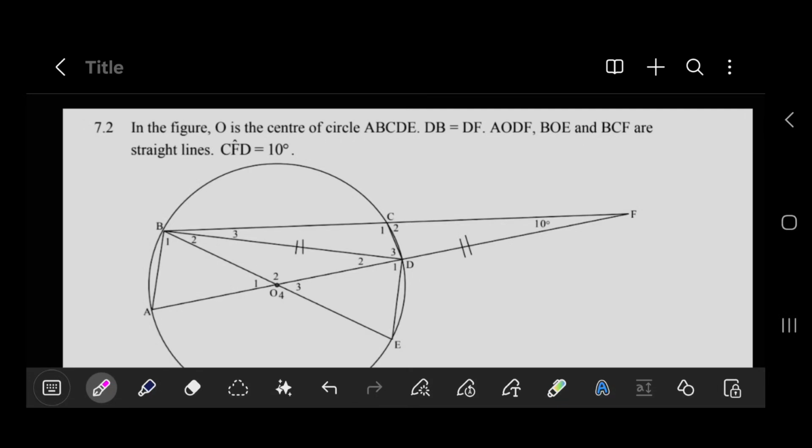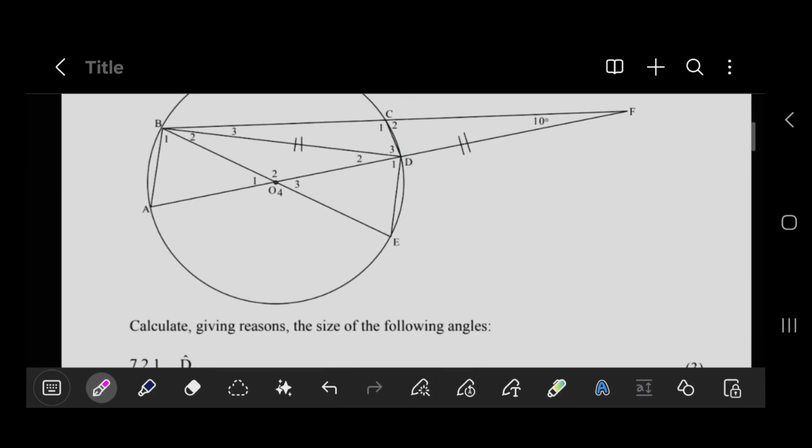It's really important and actually essential that you read the given info. There'll always be important information given at the top, and sometimes not all of the information is indicated on the diagram. In this case, we see that angle CFD is 10 degrees on our diagram. We also notice that they mentioned that DB and DF are equal. So those two strokes indicate equal sides.